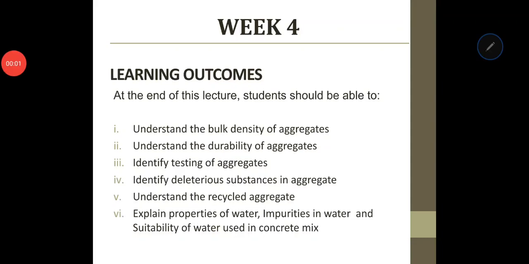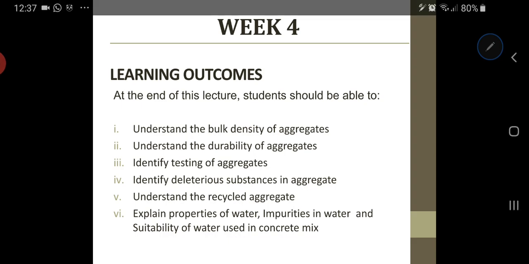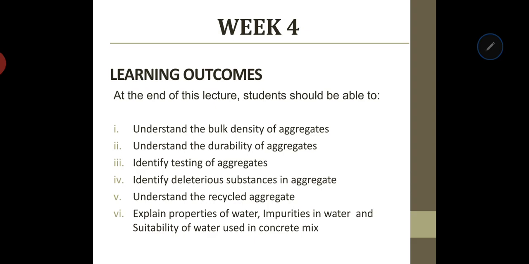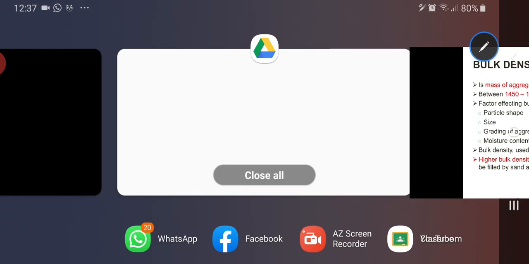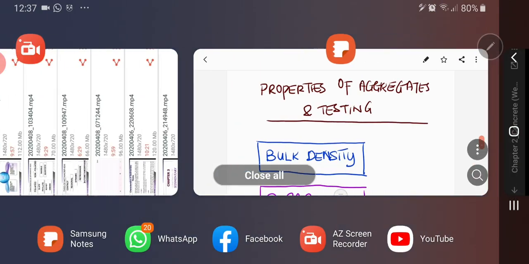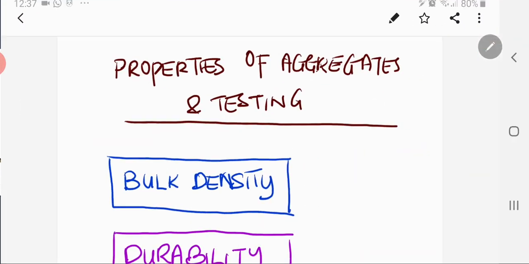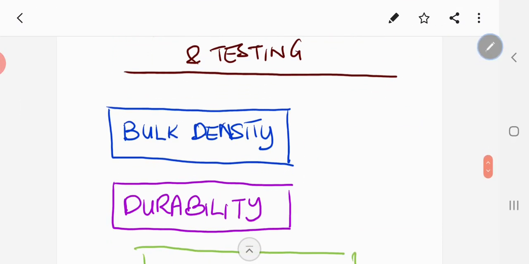This is part 3 to discuss about aggregates. For this part, we will continue to some of the properties of aggregates, which are bulk density and durability.